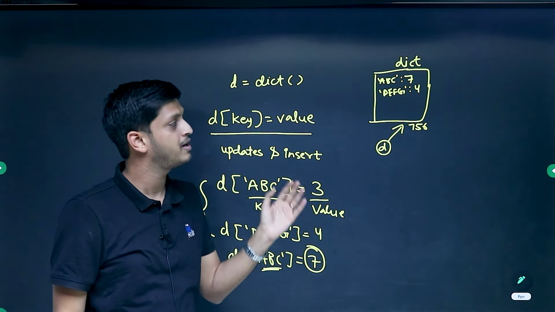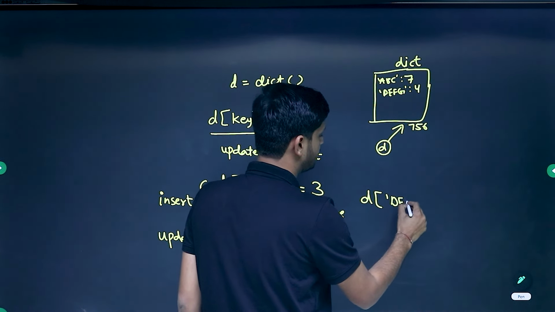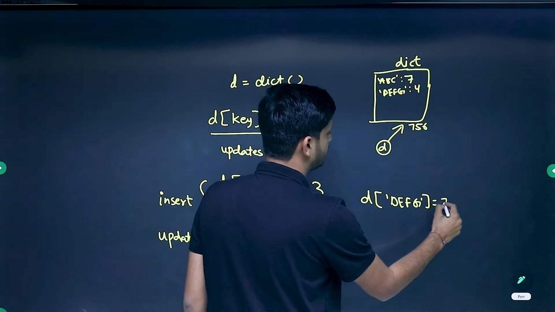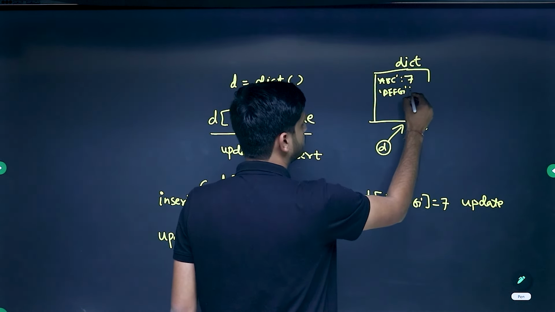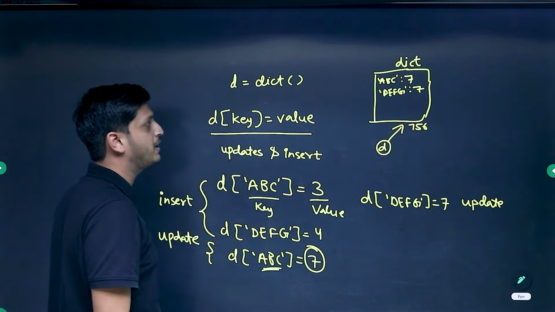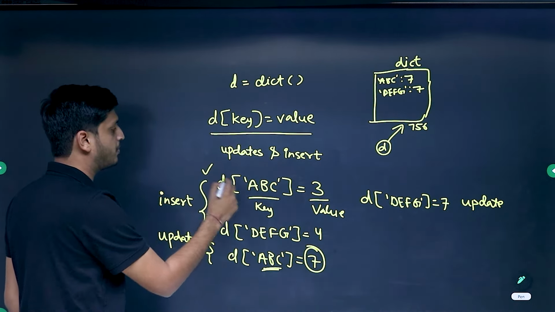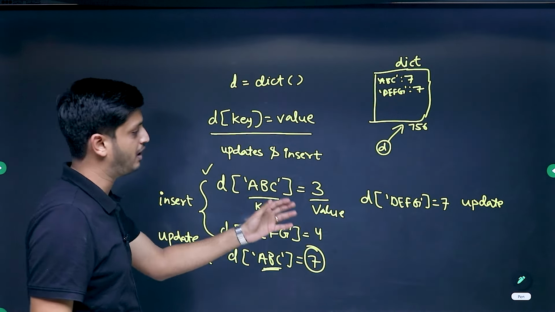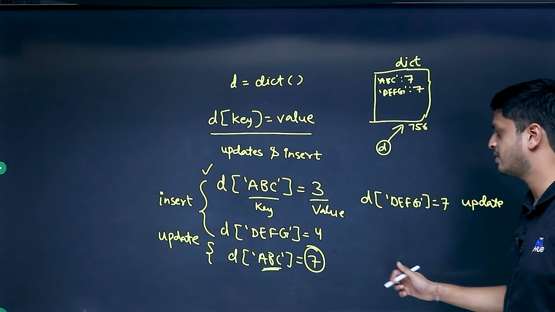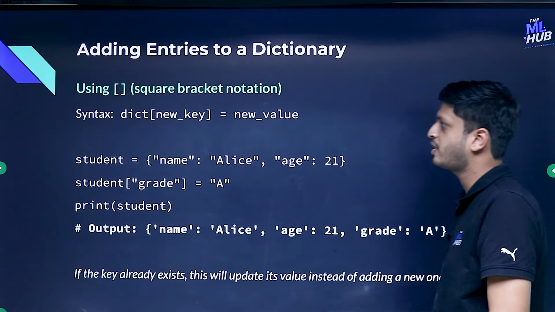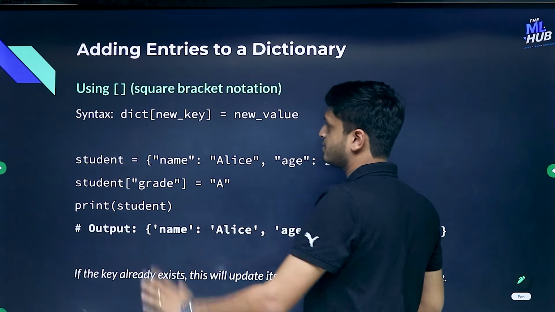You will never have duplicate keys, but values can be duplicate. I can again now say d of def is also 7. So this will also work as an update and this value will also become 7 now. Values can be duplicate but keys cannot be. So this is how you can insert and update elements just using the assignment operator. I can insert and update using the same square brackets. The syntax is dict, then a key here and a value here.